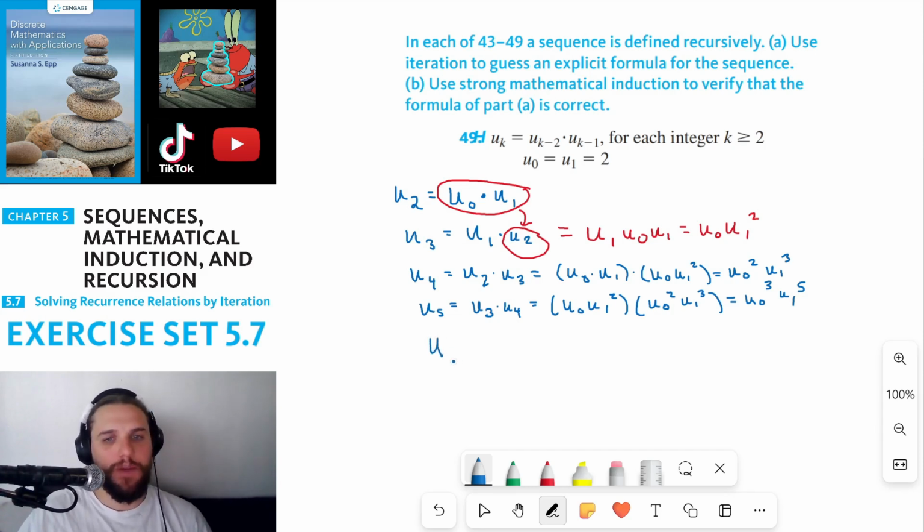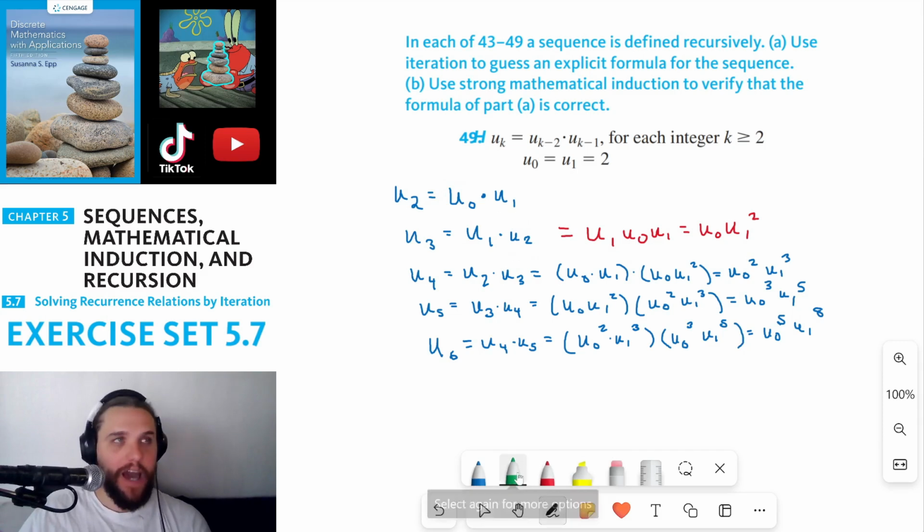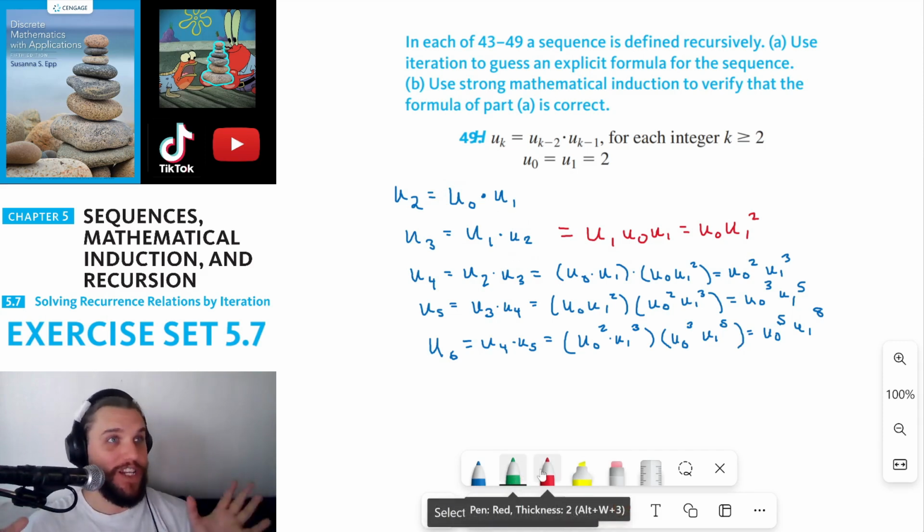So let's do u sub 6. I know normally we only go to the 4th term, but this pattern is a little bit more difficult to notice. According to the recursive relation, this is u sub 4 times u sub 5. This is u sub 0 squared times u sub 1 cubed times u sub 0 cubed times u sub 1 to the 5th, which is u sub 0 to the 5th times u sub 1 to the 8th power. Now, if you don't see the pattern, I don't blame you, because the pattern is pretty difficult to see here, and it would only be recognizable if you've seen this pattern before.